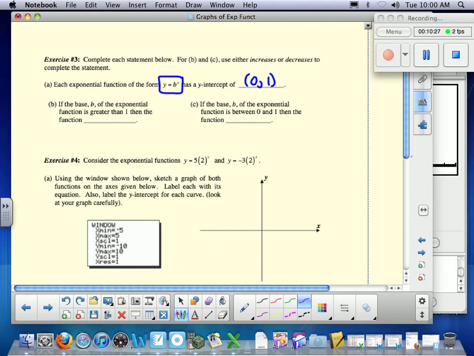Letter B, if the base b of the exponential function is greater than 1, then the function is going to increase. That was our first example. And if the base is between 0 and 1, so a fraction or decimal, it will decrease.